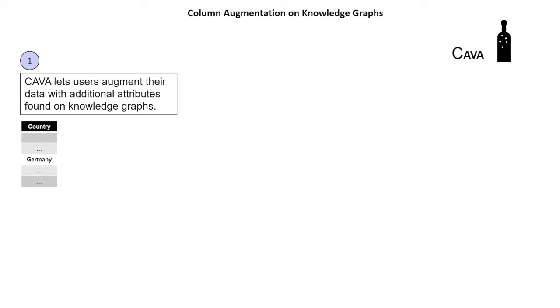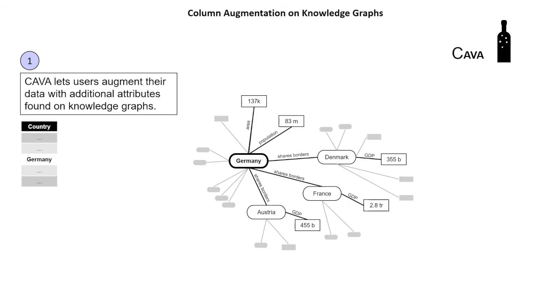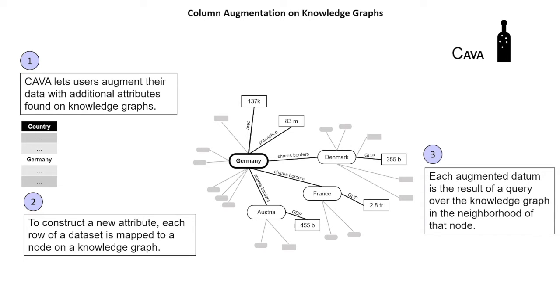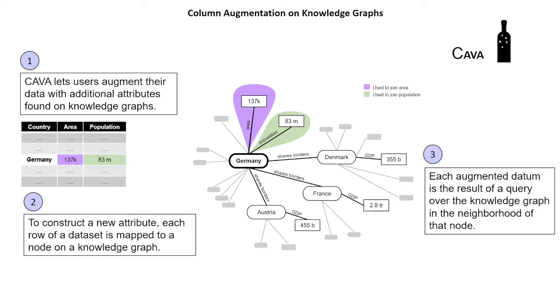CAVA lets users augment their data with additional attributes found on knowledge graphs. To construct a new attribute, each row of a dataset is mapped to a node on a knowledge graph. Each augmented datum is the result of a query over the knowledge graph in the neighborhood of that node. Constructed attributes can be simple, as in the area of each country, or the population of each country. But they can also be complex constructions that join through multiple entities of the knowledge graph.